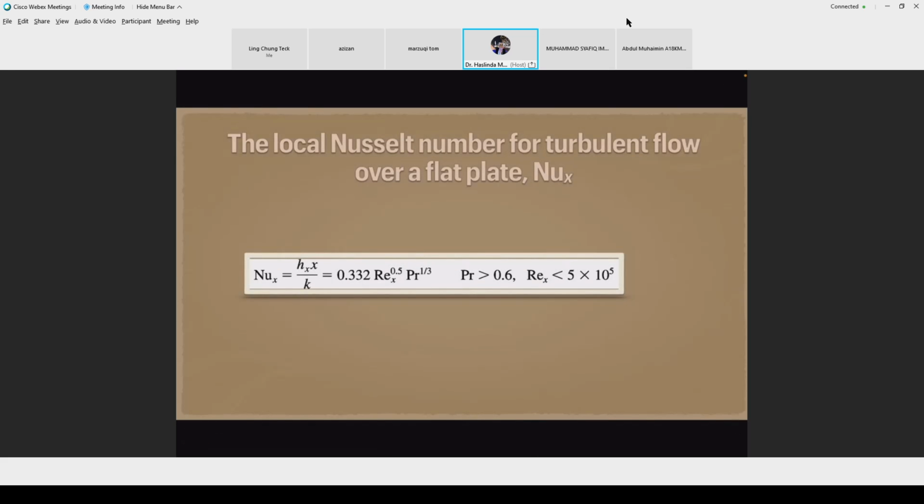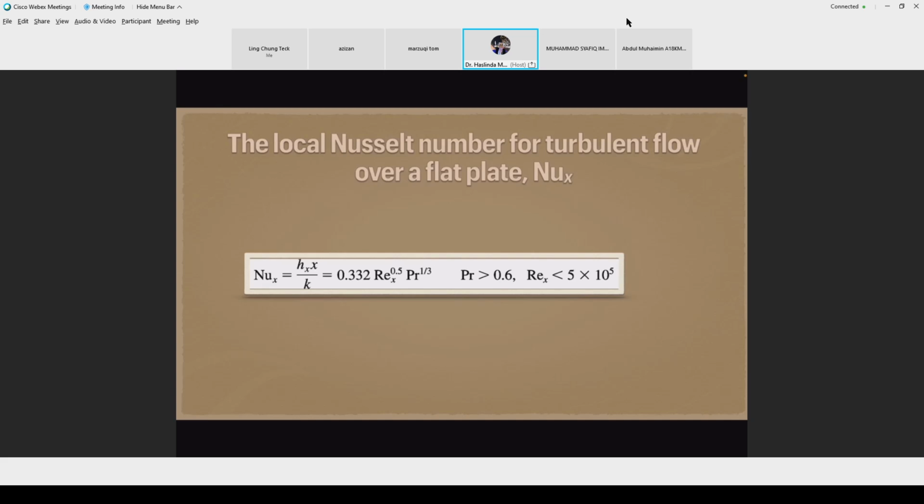Saya nak tanya, this condition is for apa? Constant temperature. Yeah. Apa yang we are looking at now is the condition of a flat plate when the temperature is constant. Tadi I have told you we have two conditions, surface temperature constant and also heat flux constant. Okay, what you see now is temperature constant.